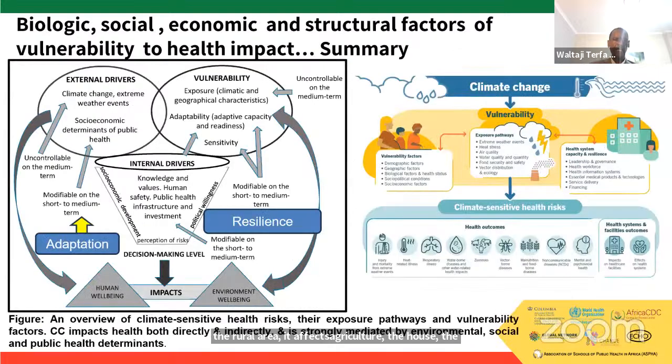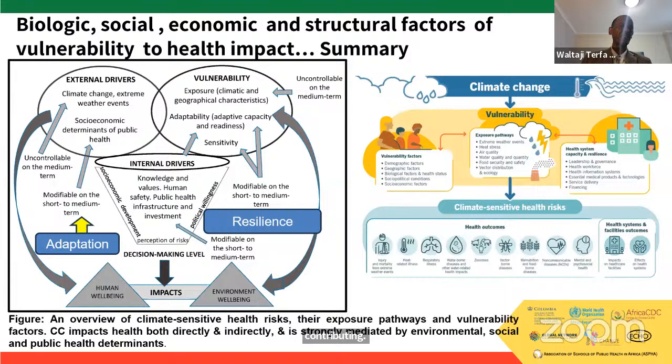In summary, you will see the external drivers. The external drivers are climate change and extreme weather events, and you will see the socio-economic determinants of public health, which we have mentioned before. The challenge is that climate change is uncontrollable in the medium term, and even in the short term, especially for the developing countries, as we are contributing. I hope you touched on this in the first session, the day before yesterday.